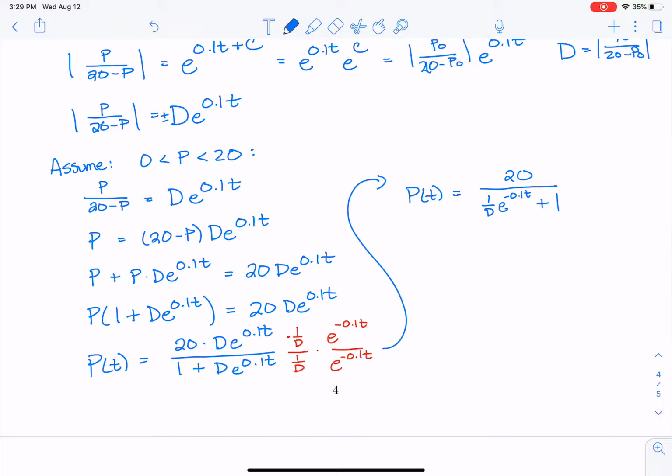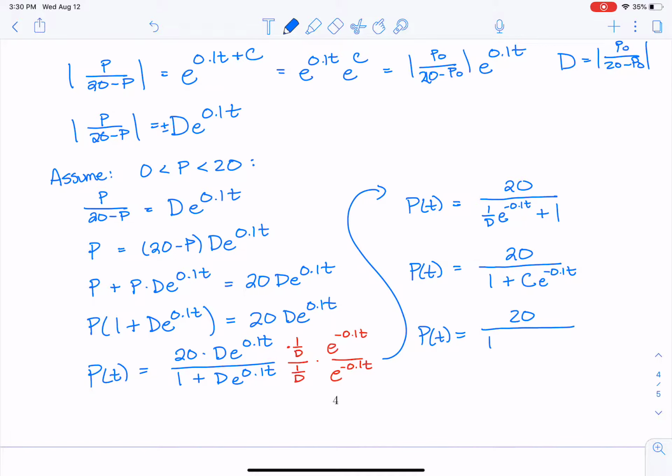Okay, so let's see if I can write that another way. p of t is going to equal 20 over 1 plus 1 over d. Well, oftentimes they just say that's 1 plus some sort of constant. Let's call the constant c, for lack of a better term. So it's 1 plus a constant times e to the negative 0.1 t. Now, what is that constant in particular? What is that 1 over d? So 20 over 1 plus 20 minus p0 over p0, that's 1 over d, times e to the negative 0.1 t. And I could include the absolute values there, but I don't need to because I'm assuming that p is between 0 and 20.